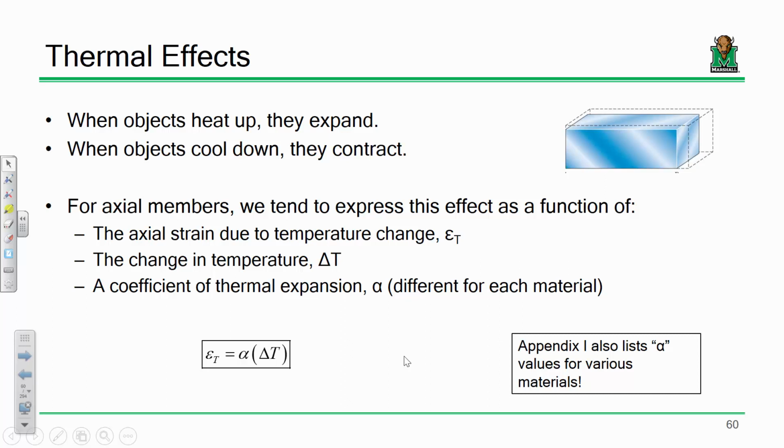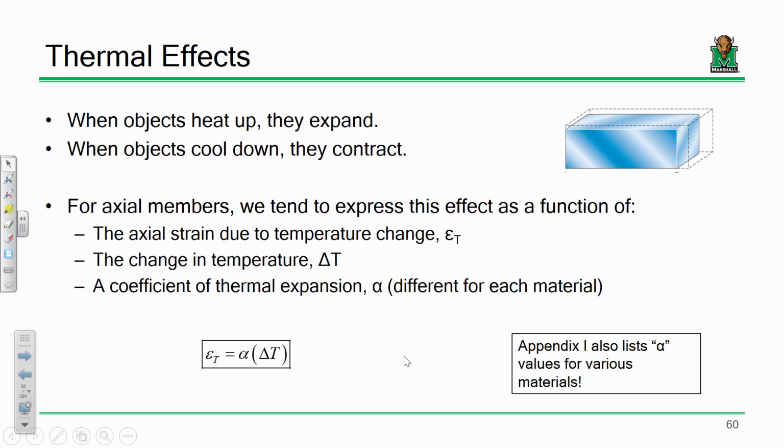Now, alpha is another one of those material-related parameters. It's a material constant. There's a different alpha for steel than there is for aluminum, and there is for plastics and concrete and so on and so forth. And there's a list of alpha values in Appendix I in the back of your book.